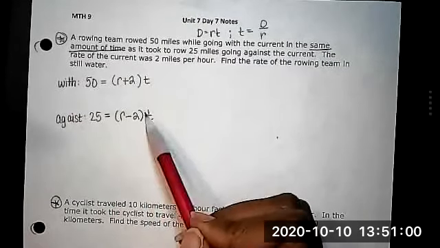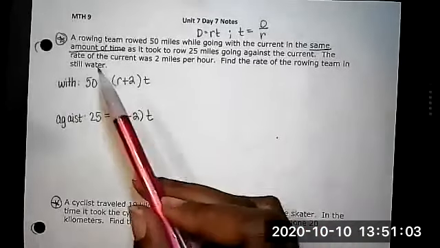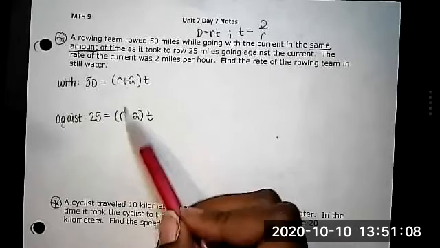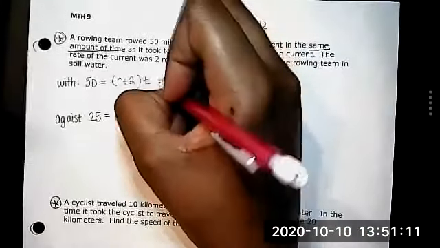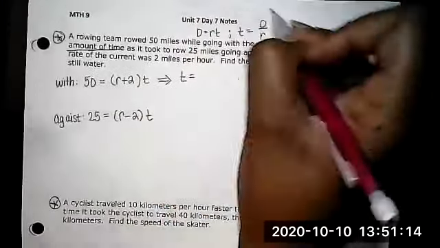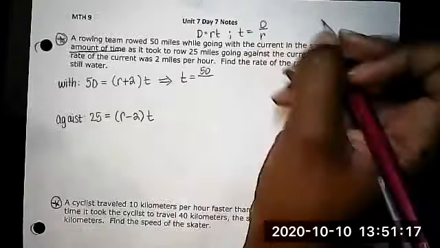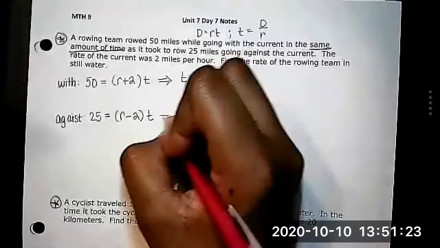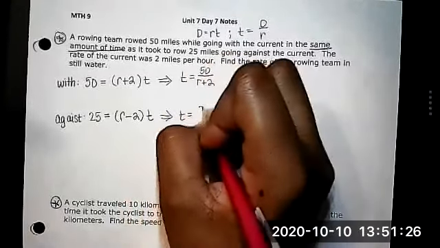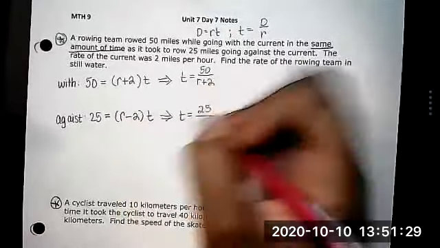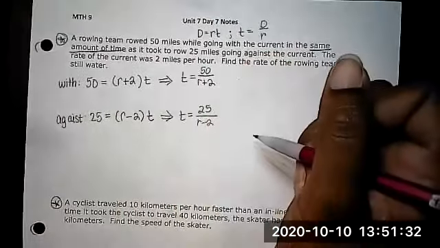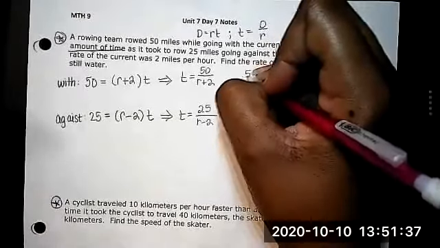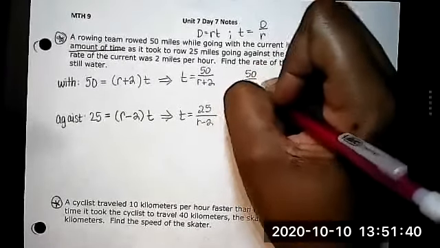So now that we have that, we need to solve them for time because it's the same amount of time, so that they're equal, kind of like we did in the last problem. Time is going to equal distance, which is 50, over the rate, which here is R plus 2. And this time is equal to 25 over the rate, R minus 2. Of course, we set these equal to one another because it's the same time.